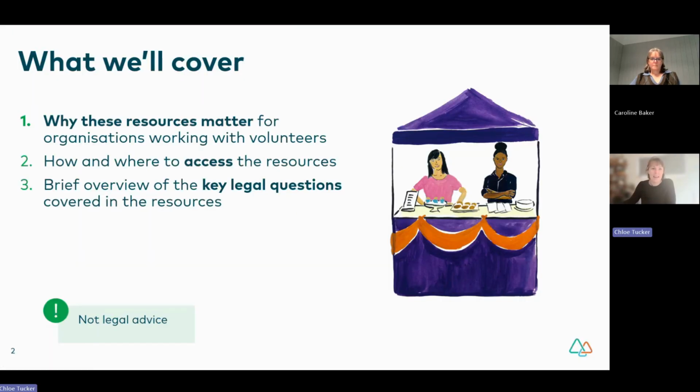In this session today, we're going to cover why it's important to be across your organisation's legal obligations to volunteers, how and where to access the resources, and a brief overview of the key legal questions covered in the resources. Please note that this session provides general information only and does not constitute legal advice, and you should seek legal advice for your particular circumstances if needed.